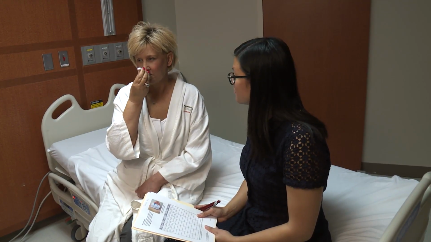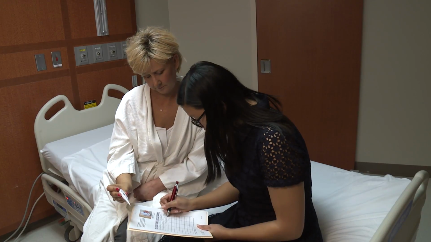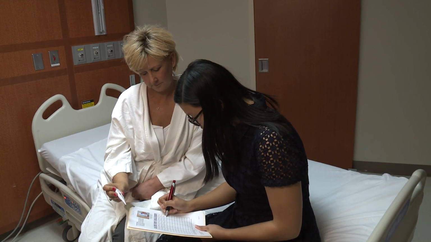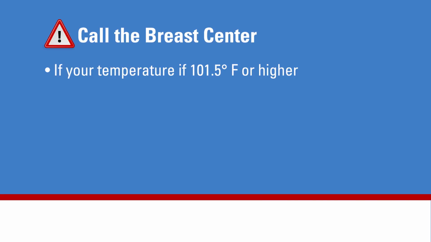In the evening, when you empty and measure your fluid drainage, take your body temperature and record it on the volume of drainage chart. If your body temperature is ever 101.5 degrees Fahrenheit or higher, call the breast center.